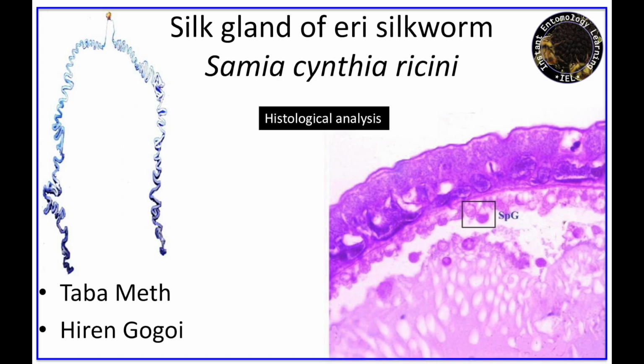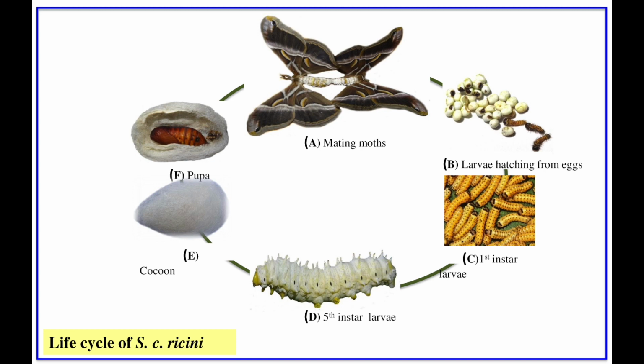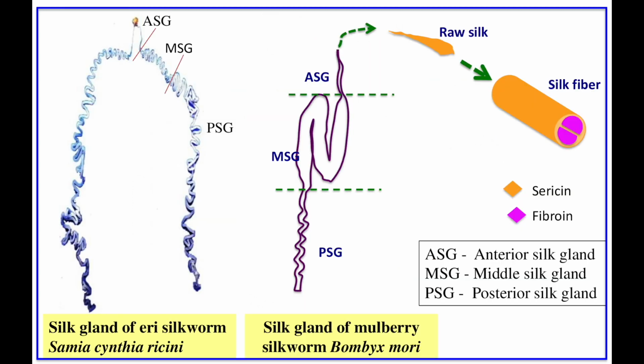Silk gland of Eri Silkworm Samia cynthia ricini. Histological analysis: silkworms secrete silk from the specialized organ called the silk gland. In lepidopteran insects, one pair of silk glands originate in the labial segment and extend throughout the abdomen.